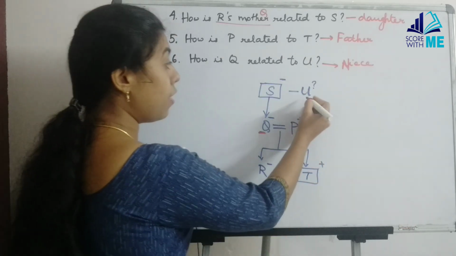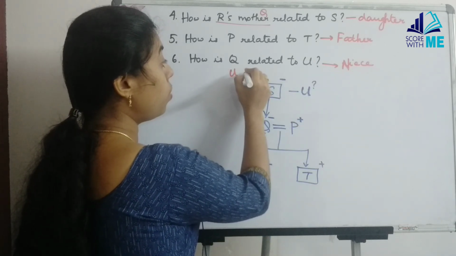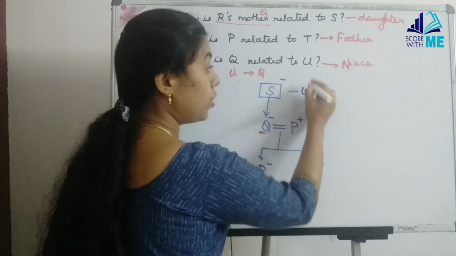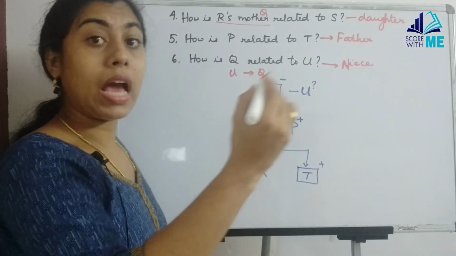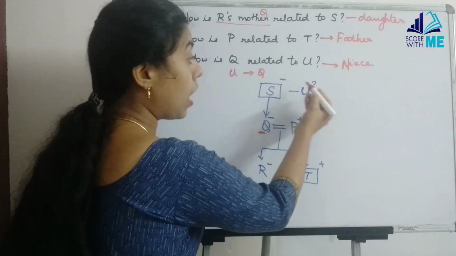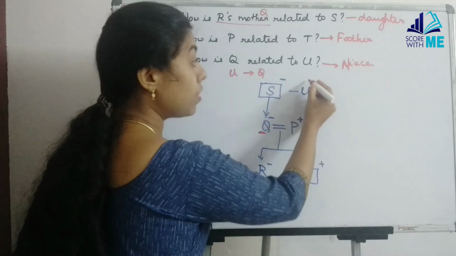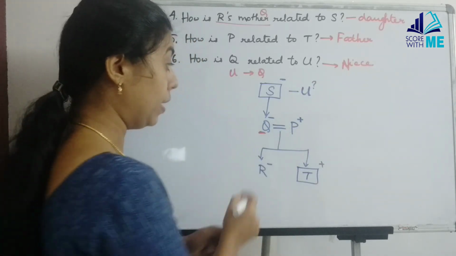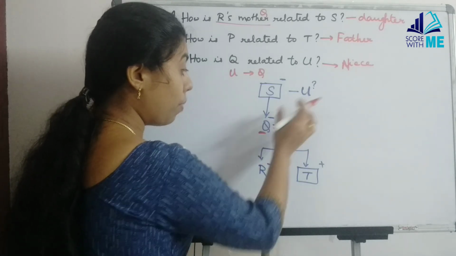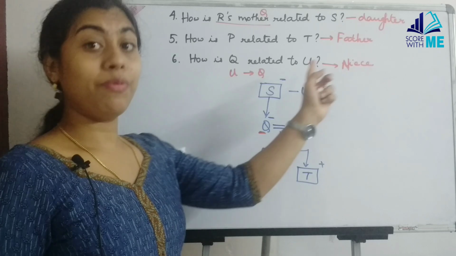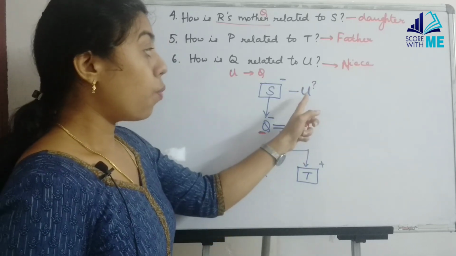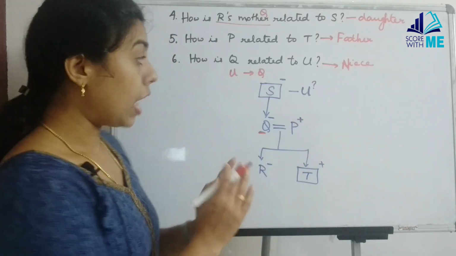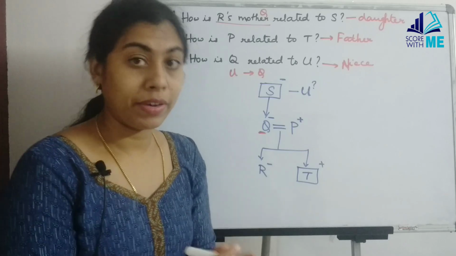Now see, if we were asked how is U related to Q, that would not have been answered because U's gender is not known. So U can be uncle or aunt, maternal uncle or maternal aunt. Since the gender is not given, the exact relationship cannot be determined. So remember, U's gender is not known, but we can find Q's relationship with respect to U. Q is niece, but what U is with respect to Q cannot be determined until the gender is specified.